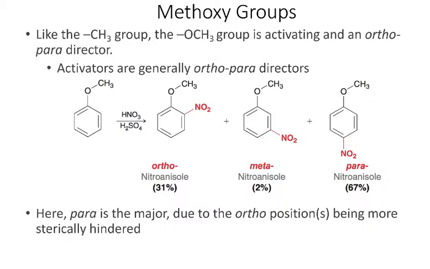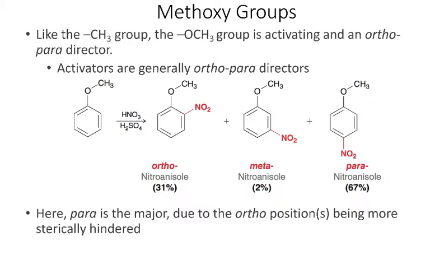All right, when we looked at the directing effects of the methyl group, we saw that it was an ortho-para director. It turns out the methoxy group, which is also activating, is also an ortho-para director, and it turns out this is generally the case. Activators are generally ortho-para directors, and so we get mostly ortho and para and very little meta. Now, in the case of the methyl group, we got more ortho than we did para because of statistics. There were twice as many ortho positions as there are para positions.